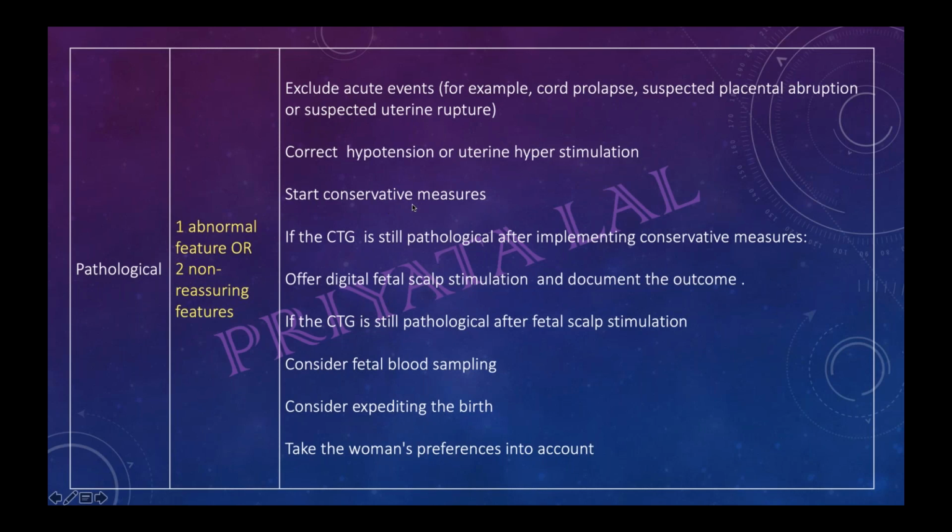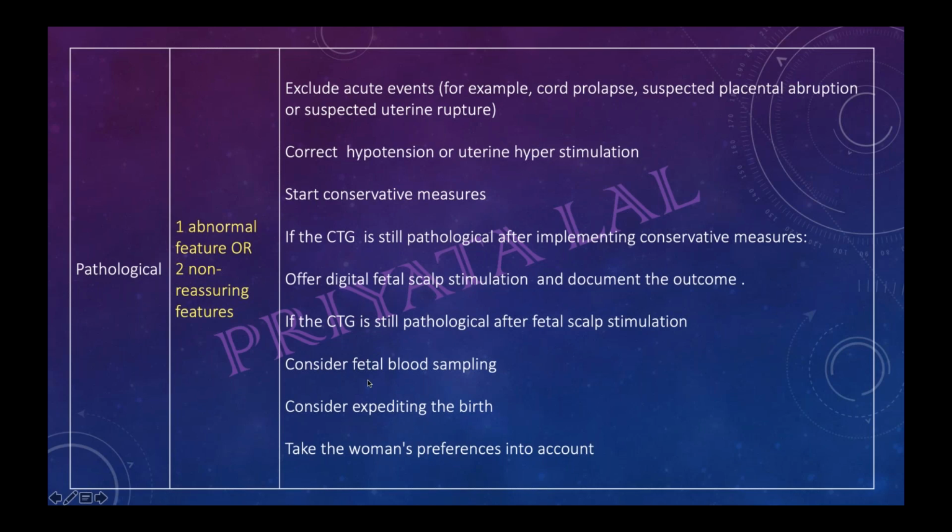Actually, their questions are clear. If they ask the next step, you have to answer conservative measures. Sometimes they will say all conservative measures have been taken, still pathological. What is the next step? Then your answer will be scalp stimulation. And if they say fetal scalp stimulation shows no response, then you have to go for FBS. So this is the complete hierarchy.